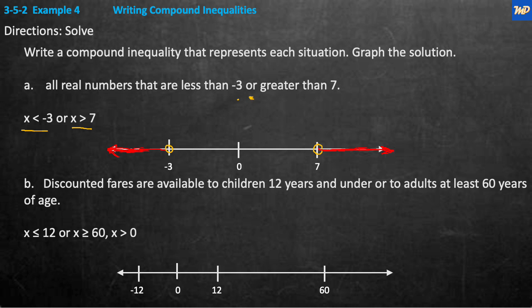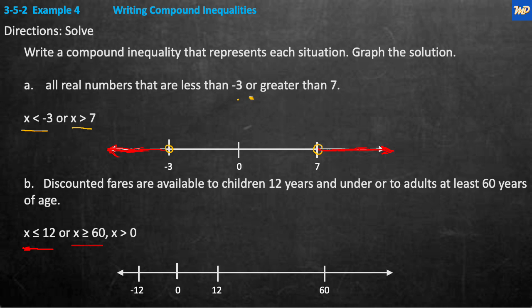So here's the next problem. Discounted fares are available to children 12 years and under, or to adults at least 60 years of age. So it's available to children 12 years and under, so they include the 12 and all kids younger than that, and adults that are at least 60 years of age. So it's going to include the 60 also. So that's right here: x is less than or equal to 12, or x is greater than or equal to 60. And x can't be 0.